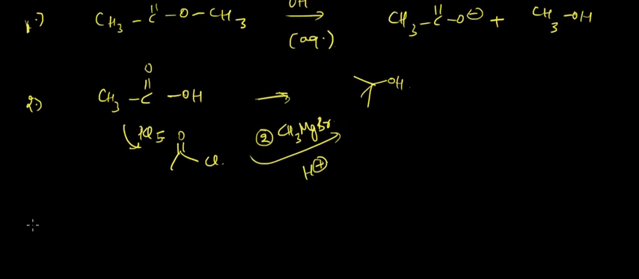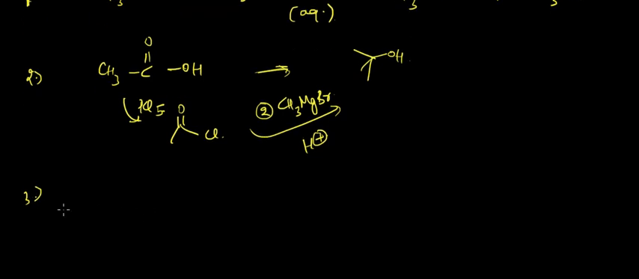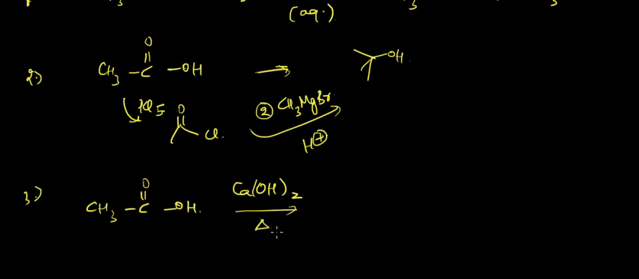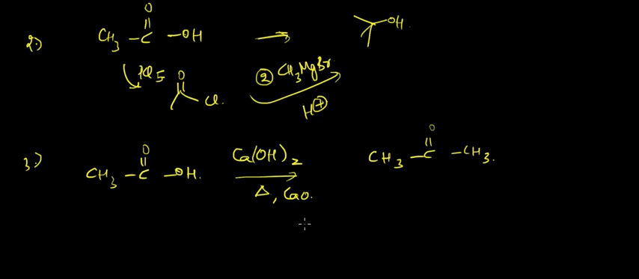Okay, let's discuss the third practice example. What actually happens when we take acetic acid in the presence of Ca(OH)2 and heat it in the presence of calcium oxide? We'll get something like this compound as a product. Just think how it can be done, as we have actually discussed this example.